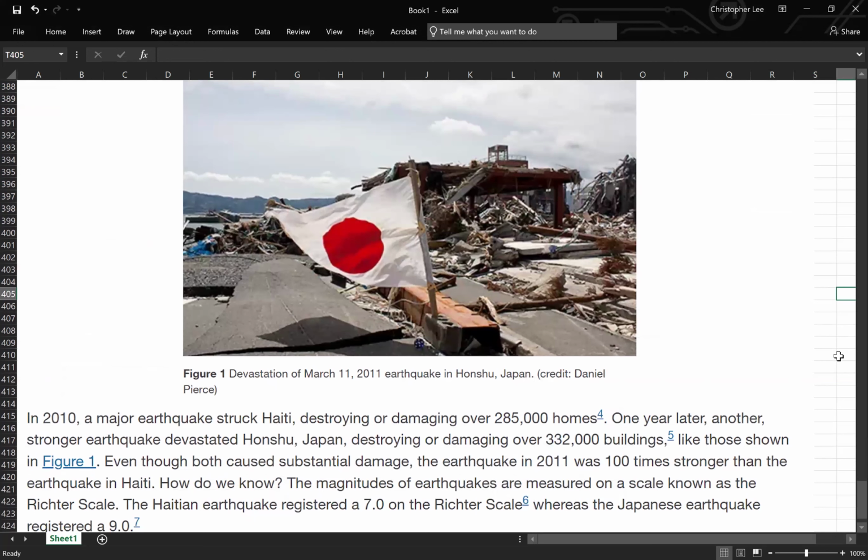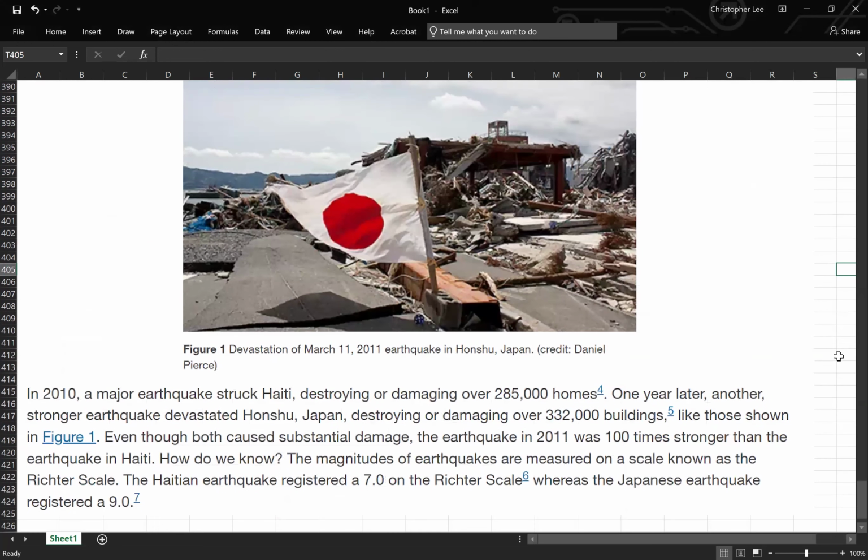Whew. It's an earthquake in Japan, this picture that you're looking at. So in 2010, a major earthquake struck Haiti, destroying or damaging over 285,000 homes. 1 year later, another strong earthquake devastated Honshu, Japan, destroying or damaging over 332,000 buildings, like those shown in the figure, right? Even though both caused substantial damage, the earthquake in 2011 was 100 times stronger than the earthquake in Haiti.